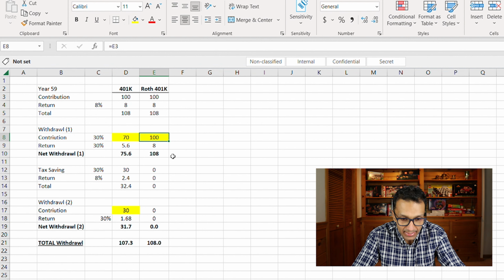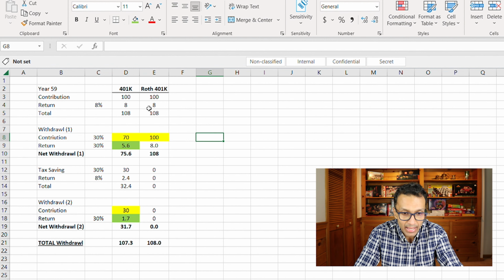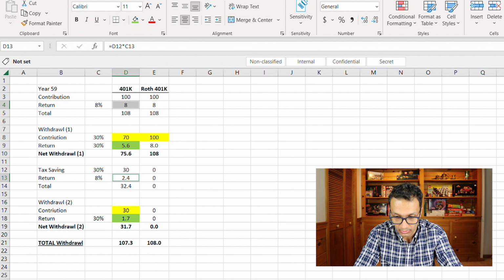However, the difference arises from the return. The return that we get in 401k is 5.6 plus 1.7, which is 7.3. So we get 7.3 here in return, and I'll color it green. But the return that we get here is $8. So it is the return that we get more in Roth 401k versus 401k. Even though the return in absolute terms is more in 401k, which is $8 plus $2.4, which is $10.4 in total, because of taxation, we only get 5.6 and 1.7, which is 7.3.